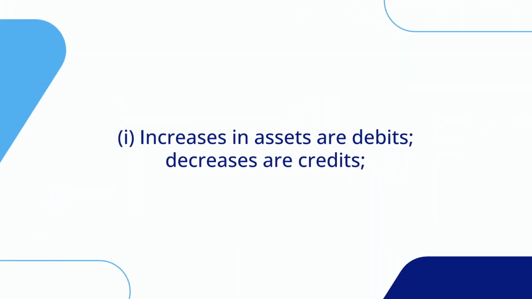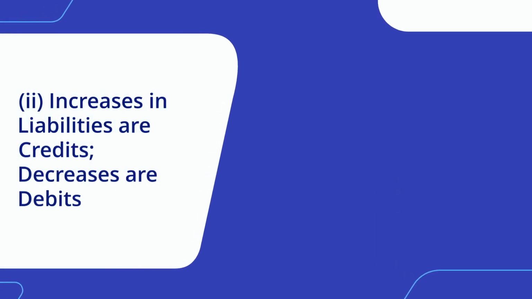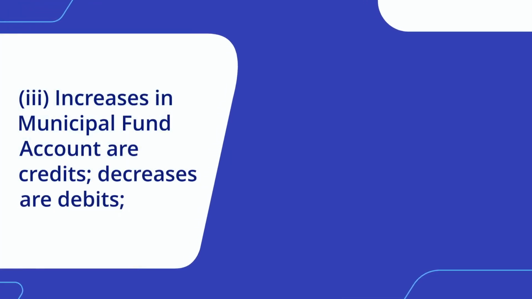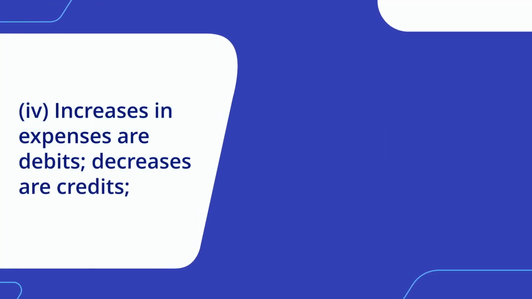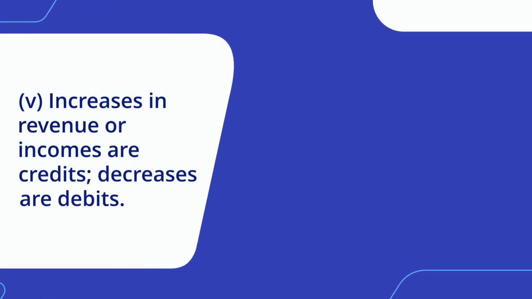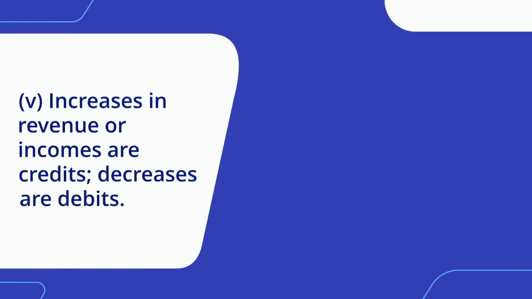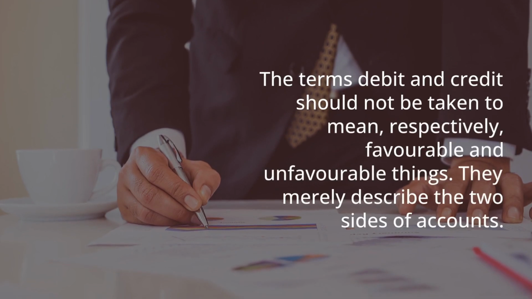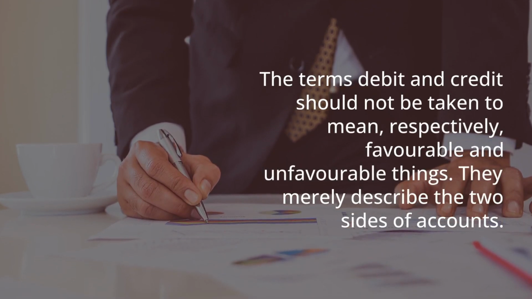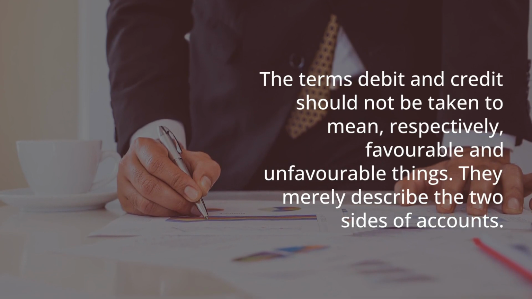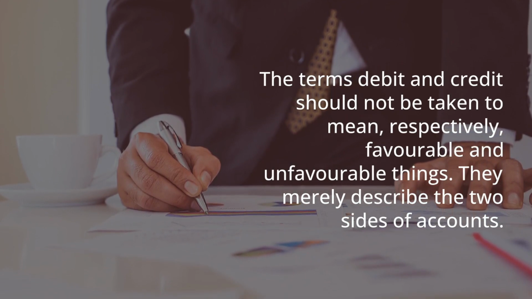1. Increases in assets are debits, decreases are credits. 2. Increases in liabilities are credits, decreases are debits. 3. Increases in municipal fund account are credits, decreases are debits. 4. Increases in expenses are debits, decreases are credits. 5. Increases in revenue or incomes are credits, decreases are debits. The terms debit and credit should not be taken to mean favorable and unfavorable things respectively. They merely describe the two sides of accounts.